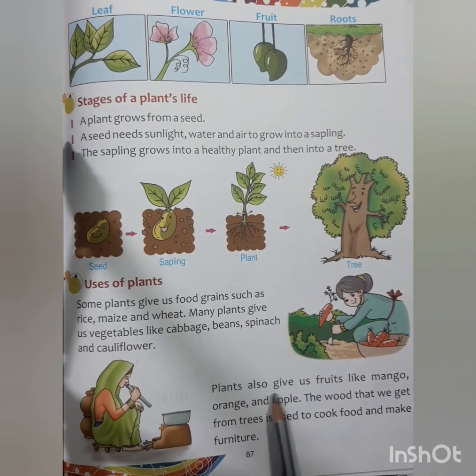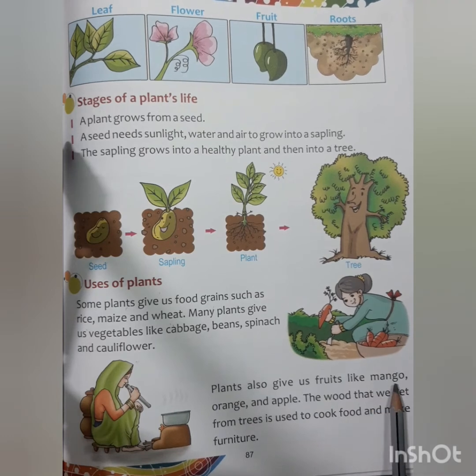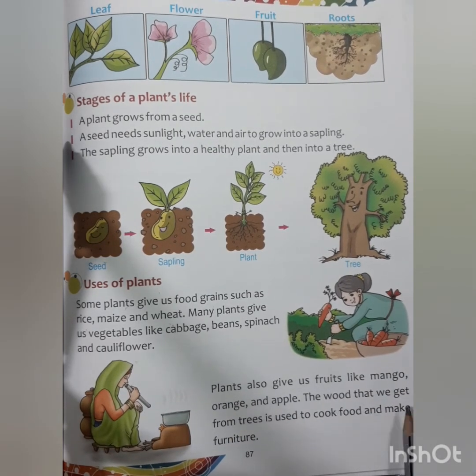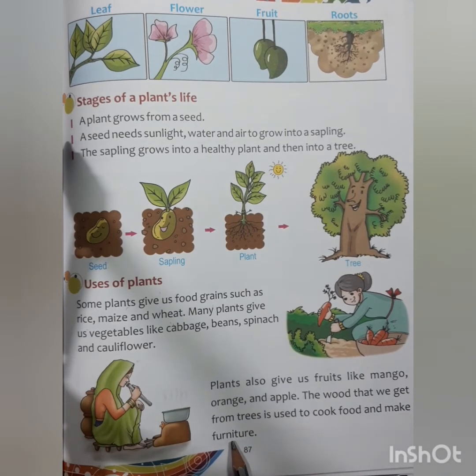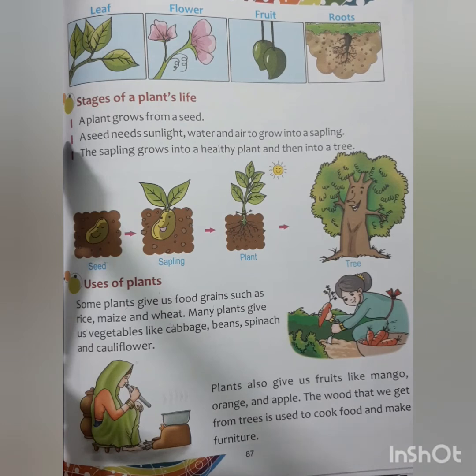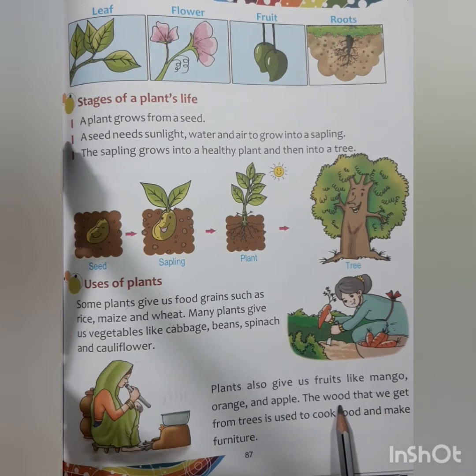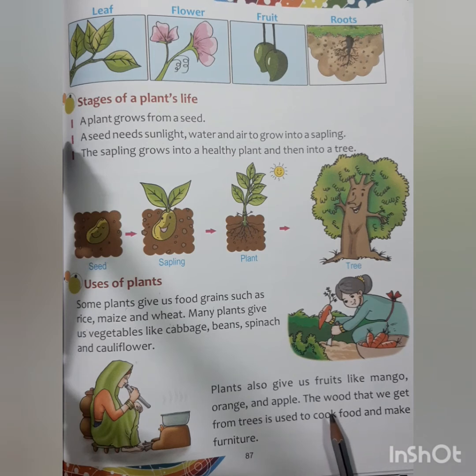Now, plants also give us fruits like mango, orange and apple. The wood that we get from trees is used to cook food and make furniture. So there are many uses of plants. It gives us grains, it gives us vegetables and it gives us fruits and it gives us wood. In villages still people burn wood and then they cook their food. Not in the urban areas, but this happens in the rural areas.